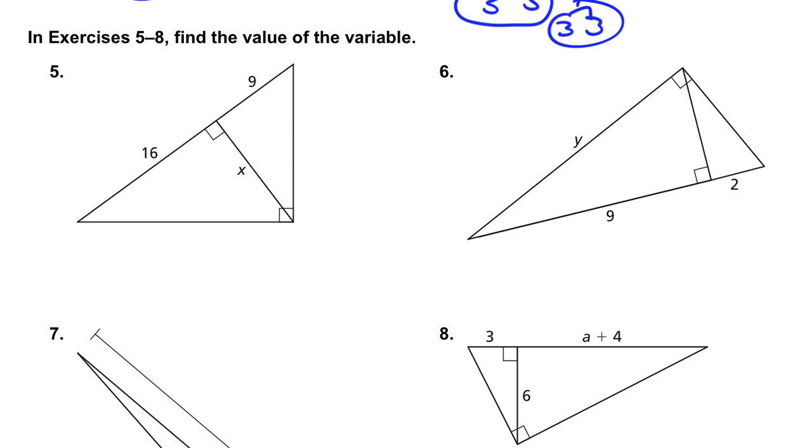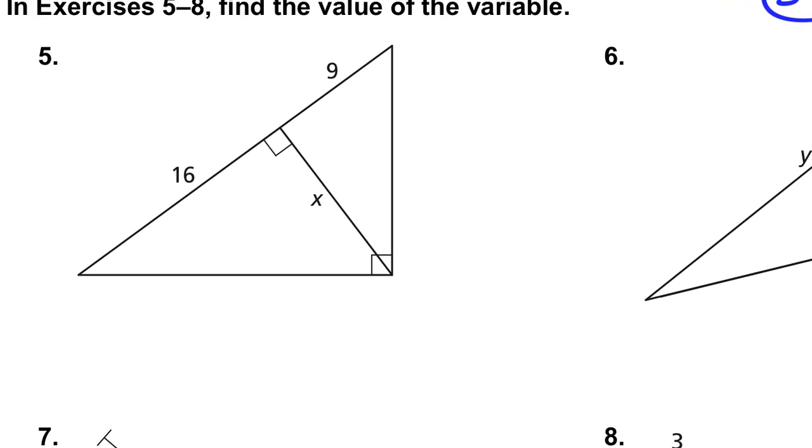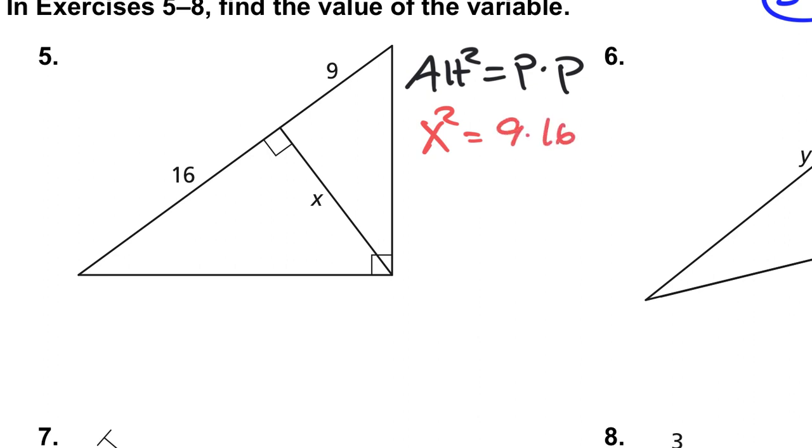Now let's look at number 5 here. Number 5, I am looking for what's called the altitude, and I'm given the parts of my hypotenuse. So I'm going to really quickly rewrite my equation: my altitude squared equals my part times the part. So my altitude here is x, so x squared equals, the parts are going to be 9 and 16, so 9 times 16. So I'm going to take the square root of both sides.